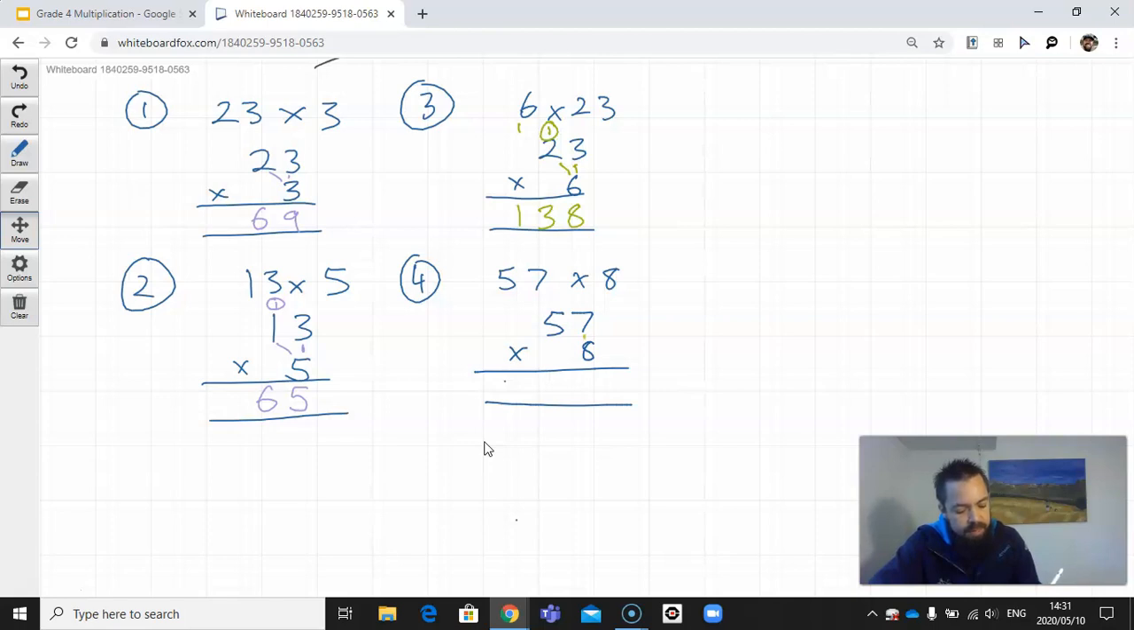7 times 8 is 56, carry the 5. 8 times 5 or 5 times 8 is 40, plus 5 is 45. Carry the 4, drops down. Answer 456.